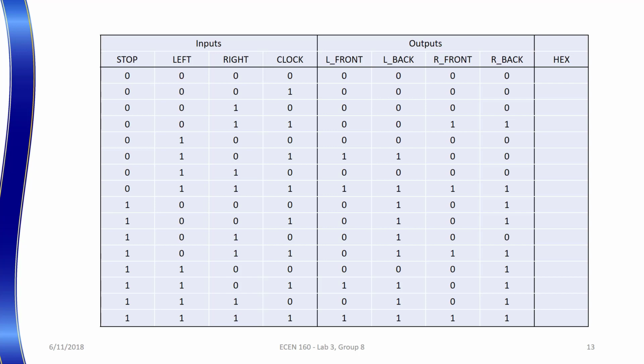Here's the truth table from this lab. Because this table has 4 binary outputs, we use a single hexadecimal number to represent each output state. For example, this output here corresponds to the hexadecimal number C. We similarly fill in the rest of the outputs.